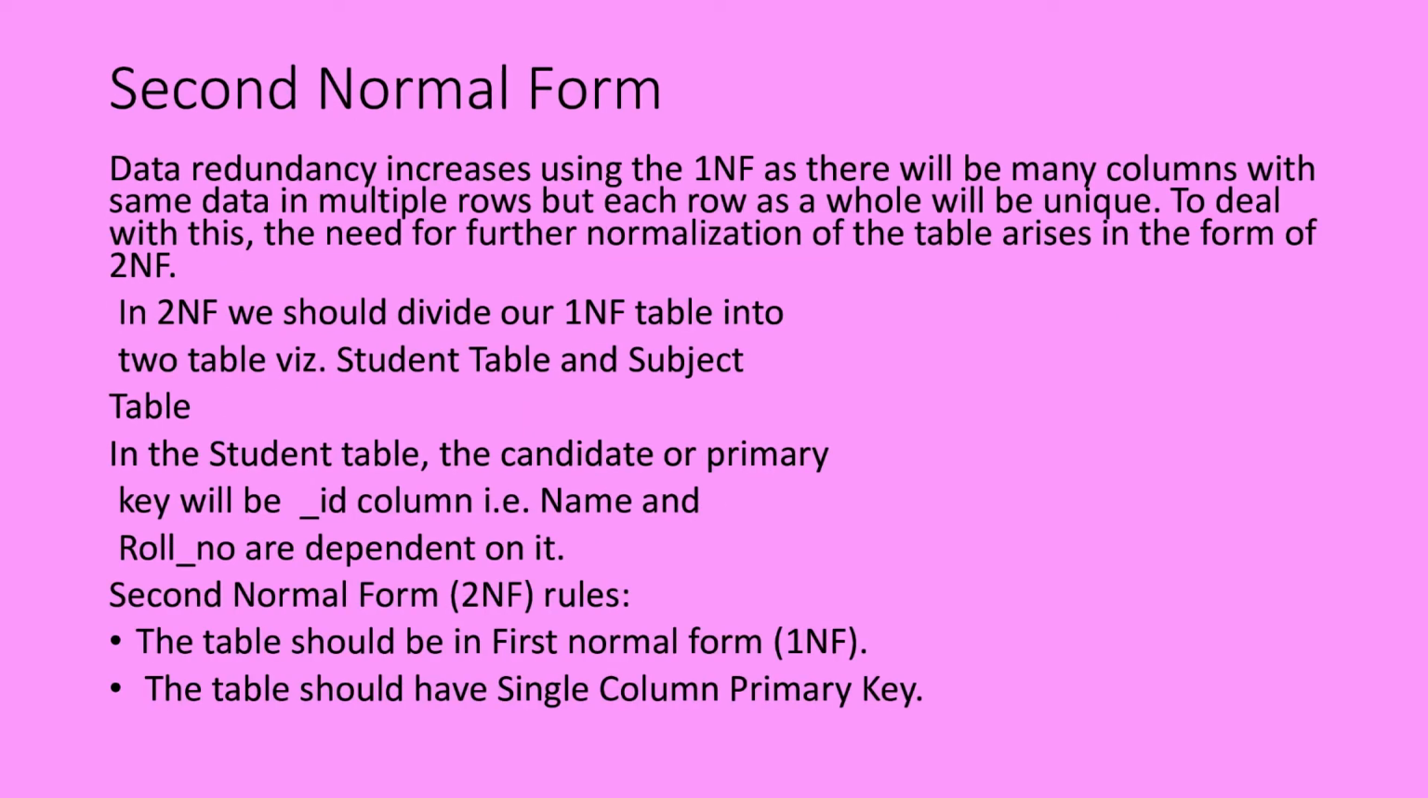Next, data redundancy increases using the first normal form as there will be many columns with same data in multiple rows, but each row as a whole will be unique. To deal with this, the need for further normalization of the table arises in the form of second normal form. In second normal form, we should divide our first normal form table into two tables.